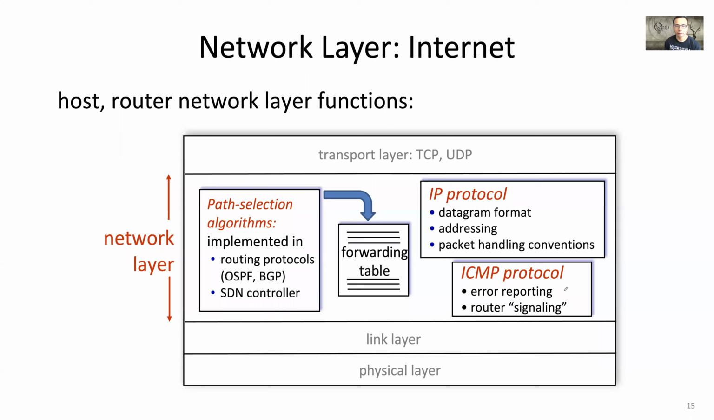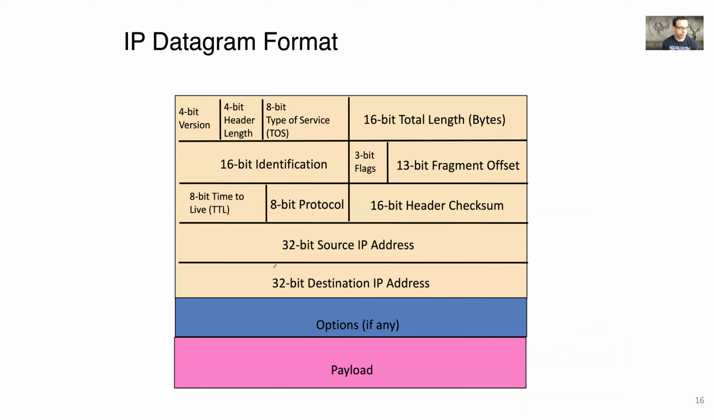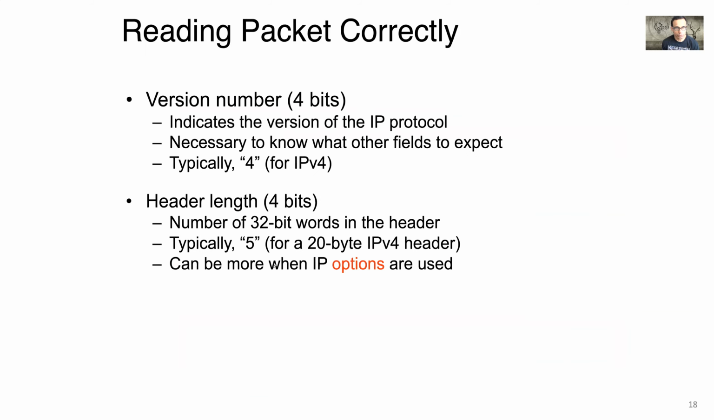What's an IP datagram? Well, if you recall, at different layers, we call a packet differently. So at the transport layer, a packet is called a segment. At the network layer, a packet is called a datagram. Okay, so that's the version.